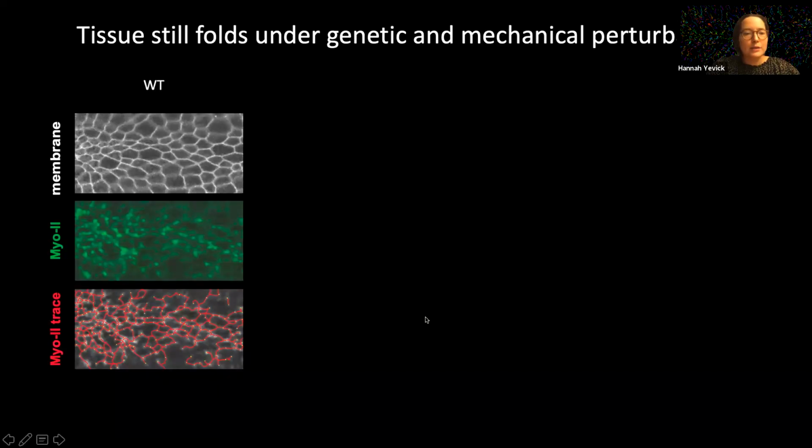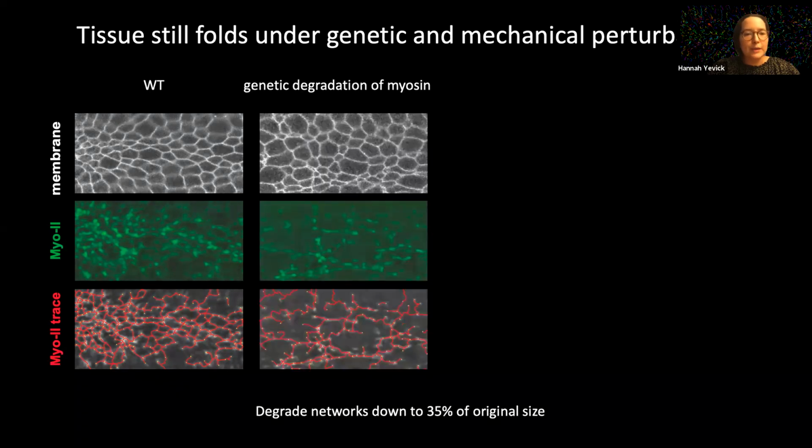So we tested this in two different ways. First, we used a genetic perturbation to basically degrade the amount of myosin in the system by varying amounts. And so we could get phenotypes where we degraded all the way down to 35% of the network's original size, where there's very little myosin left in the tissue to connect. And what we saw is that in all these different levels of myosin, the tissue was still able to form some minimal network, and the tissue still went on to fold and develop correctly.